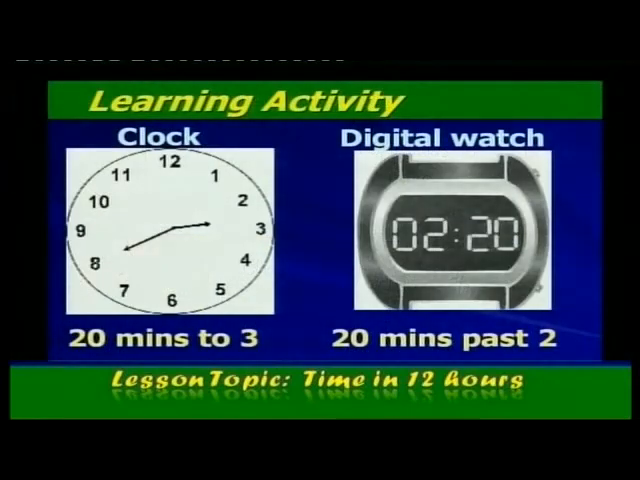All right, students, if you did not get those two answers correct, please do a correction. The correct answers are: the time on the clock face should be written in words as 20 minutes to 3. And the digital watch, 20 minutes past 2.